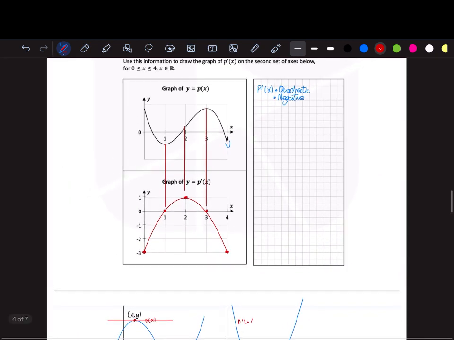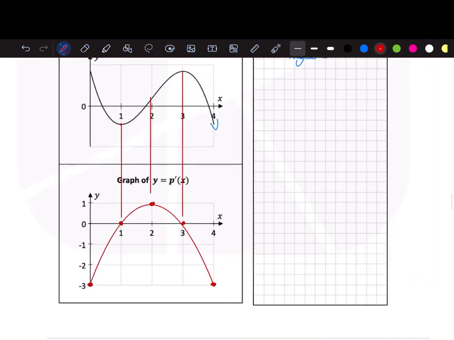So without actually having to differentiate it, because we have a picture of the cubic, we're able to just look at it and tell all these different things about the quadratic. We know that the turning points are going to be where the quadratic crosses the x-axis. So turning point is at 1, so that means it crosses 1. Turning point's at 3, so that means it crosses at 3.